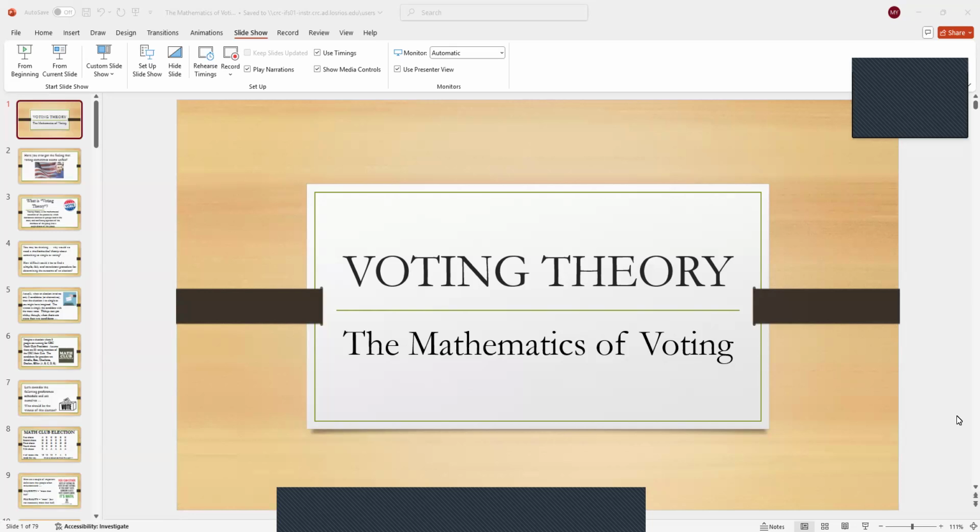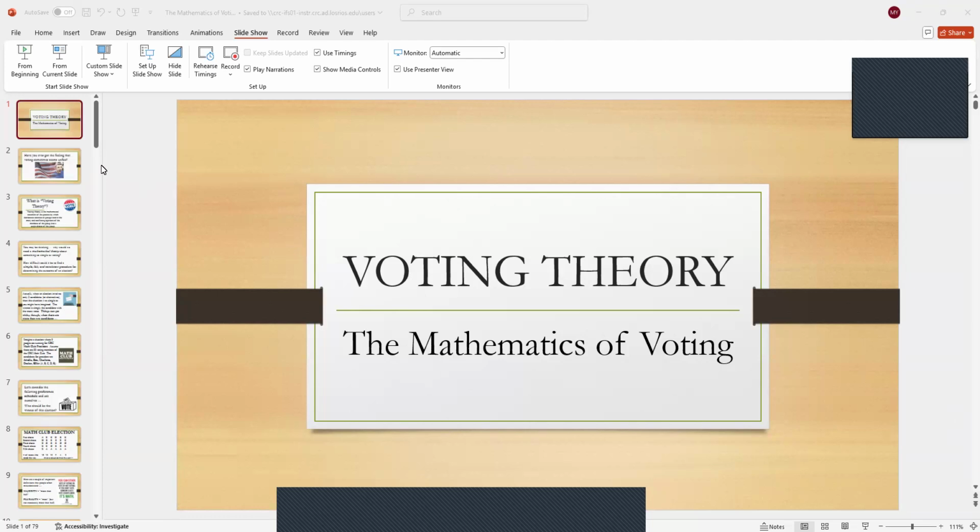Section 1.5, Voting Methods. In this section, we're actually going to go through a PowerPoint. The presentation is 79 slides, but we're not going to go through all 79. We're probably going to go through about the first 50. We are not necessarily responsible for the last 30 or so. But we do have about 50 slides to go through here. The title of the PowerPoint presentation is Voting Theory, the Mathematics of Voting.